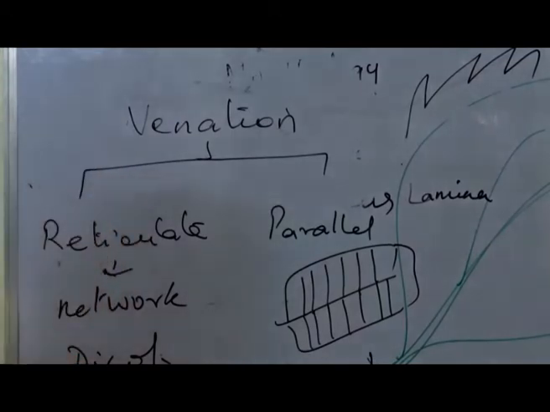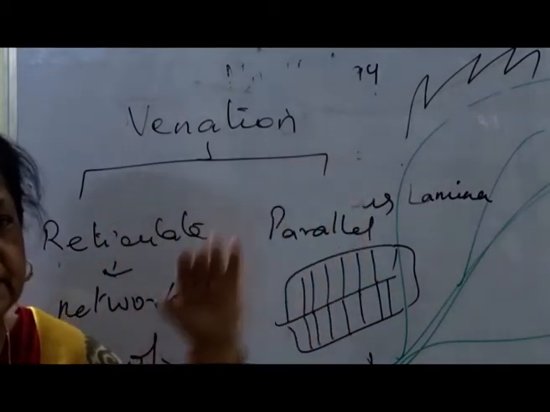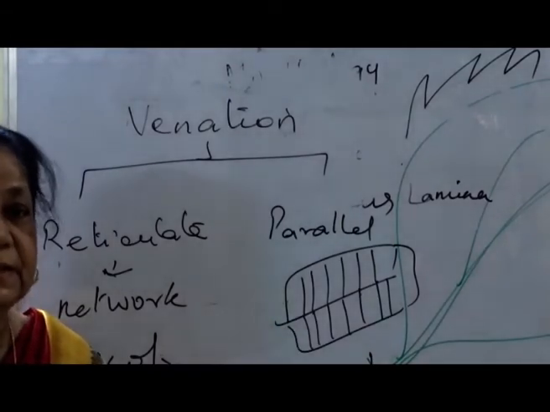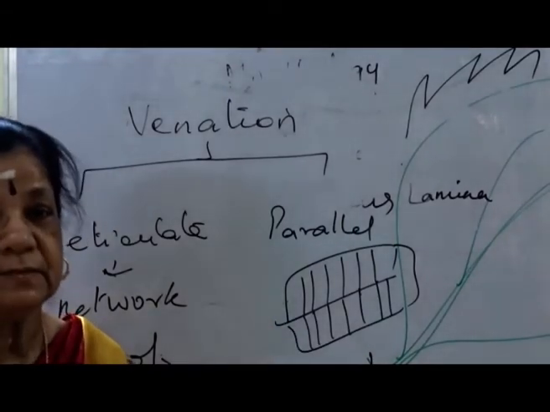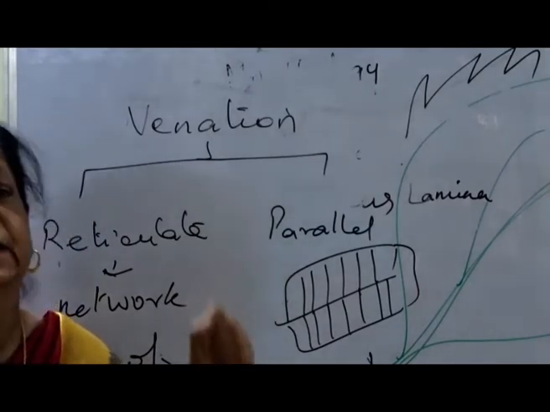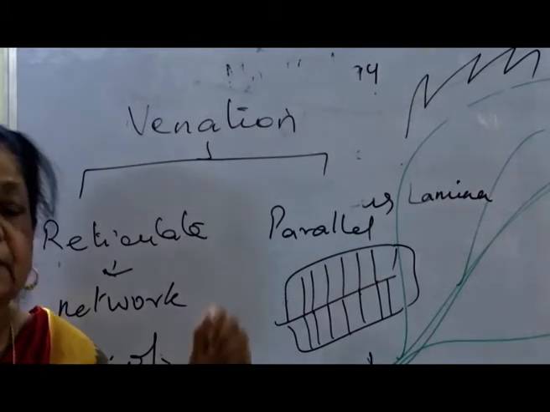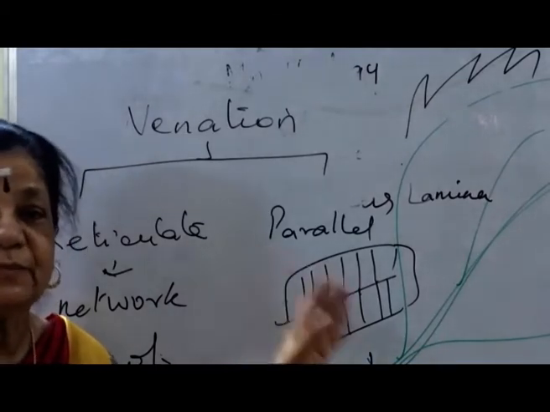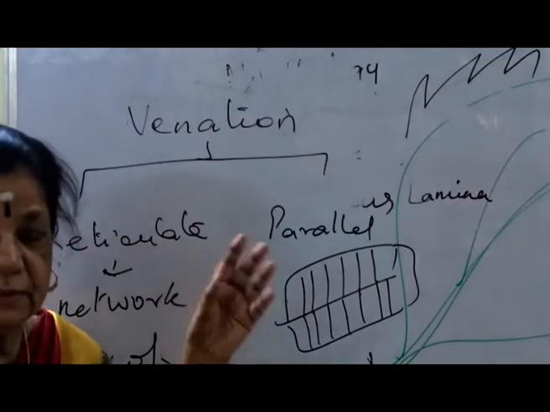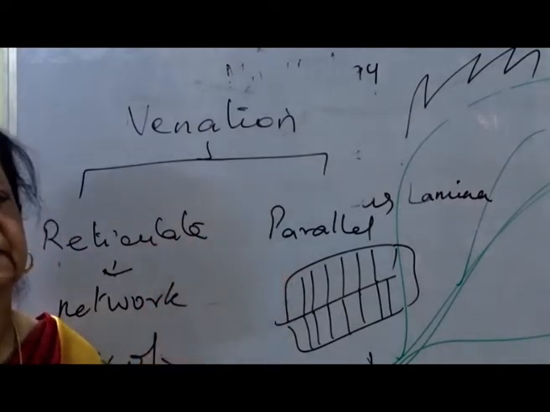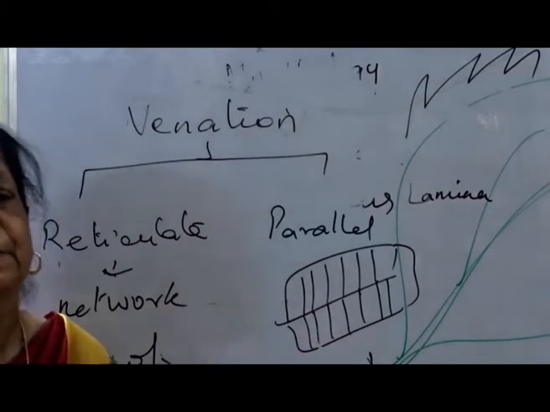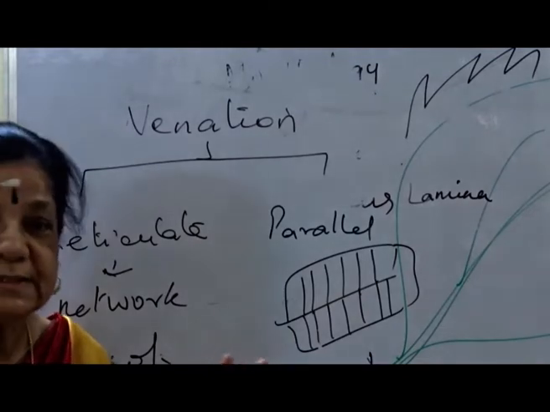Now this venation, we could see clearly above the soil level. So when I say you are given a plant, asked to observe without pulling out the root system, can you say what type of root system the plant will have? I repeat, you are asked to observe a plant and say what type of root system the plant will have. What can you say?